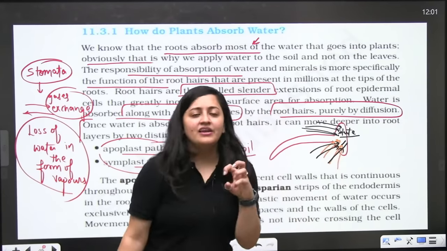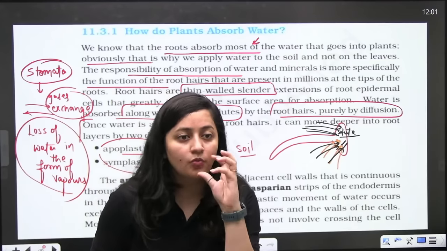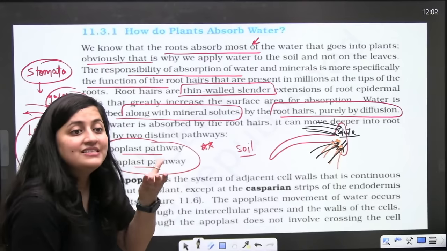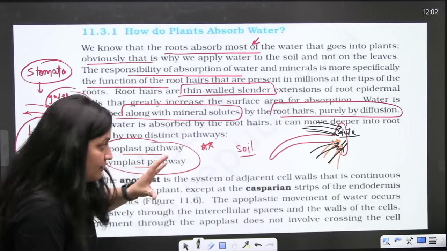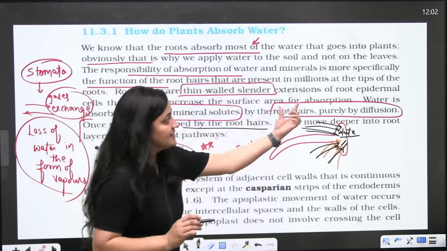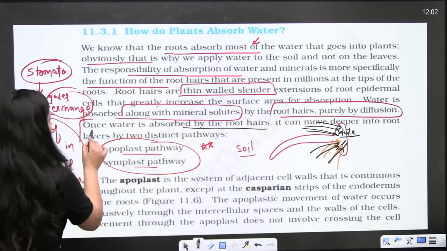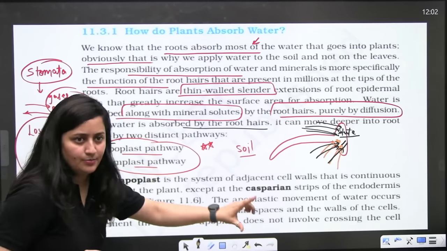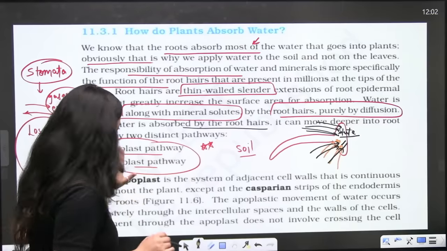So ultimately, whenever it comes to water absorption, it is by diffusion, which means it is passive. Once water is absorbed by the root hairs by diffusion, it can move into the deeper layers in two ways. One is apoplast, another is symplast, right, bachche?